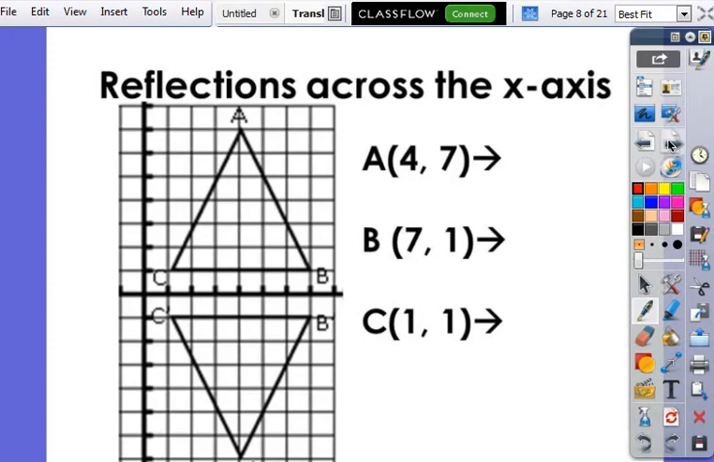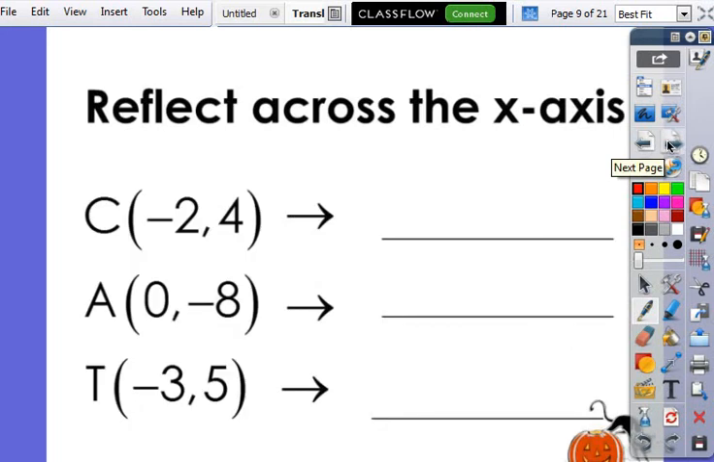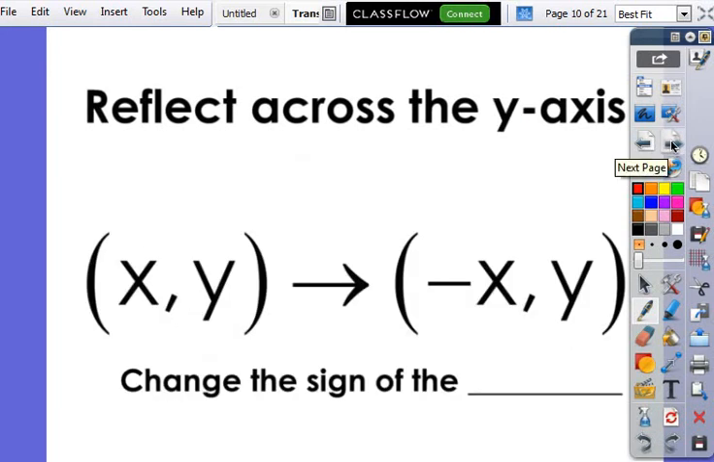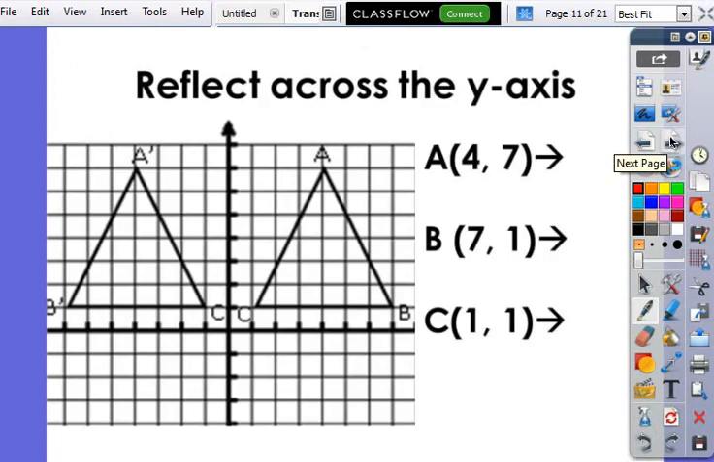So if I have this, how would this A part change? It would be 4, -7. Change the sign of the y, and I leave the x part alone. If it's reflect across the y-axis, all we're going to do is change the x. So this would be -4, 7. And again, we're flipping it this way, left and right, not up and down.